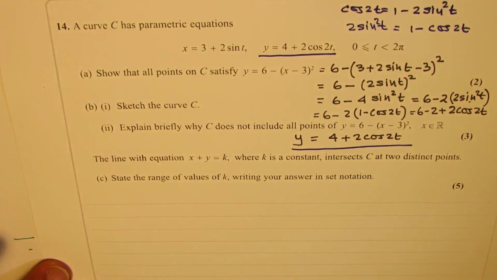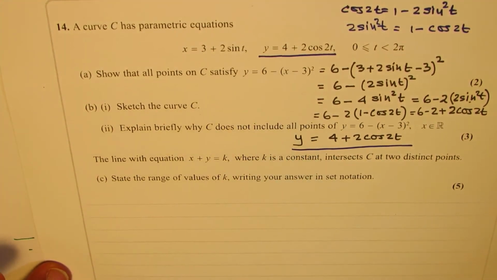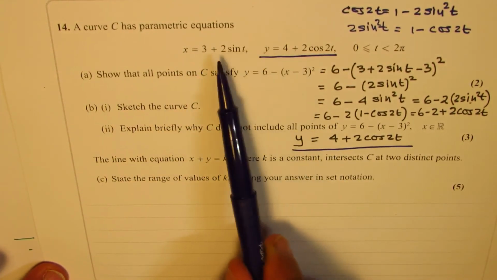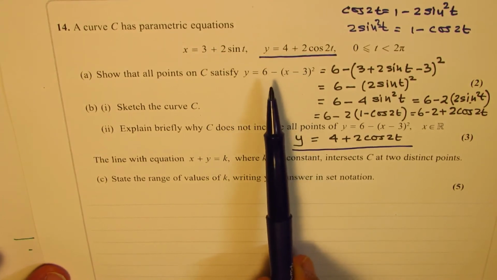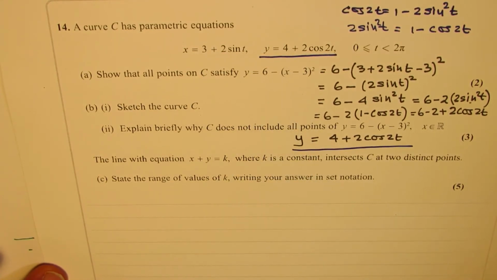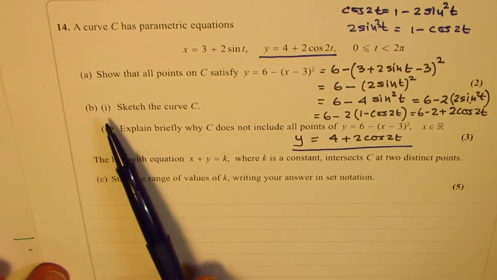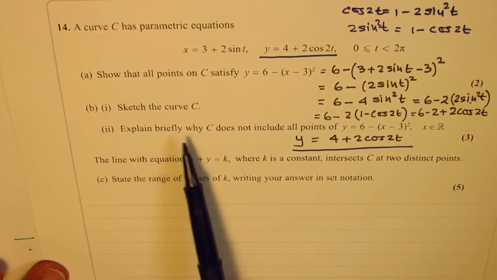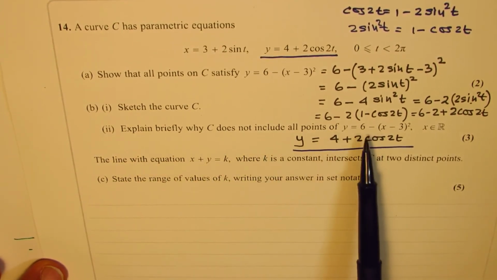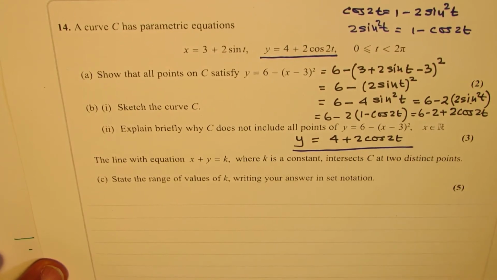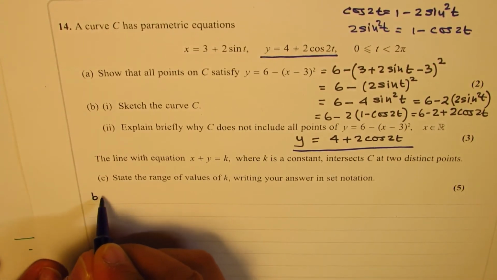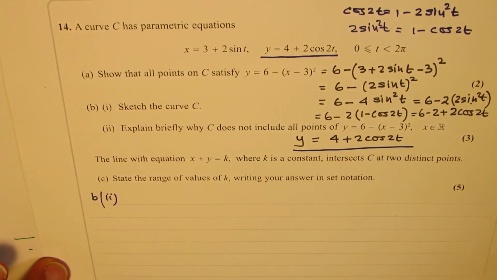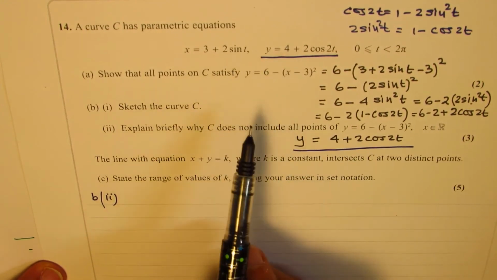So that clearly indicates that the equation represents the given condition, right? All the points on C will definitely be points on this curve, correct? Now, part B is sketch the curve C, and we also have to explain briefly why C does not include all the points of this curve where x belongs to real numbers. So let's begin with the second part of B. Let's explain why all the points are not there on this particular curve.